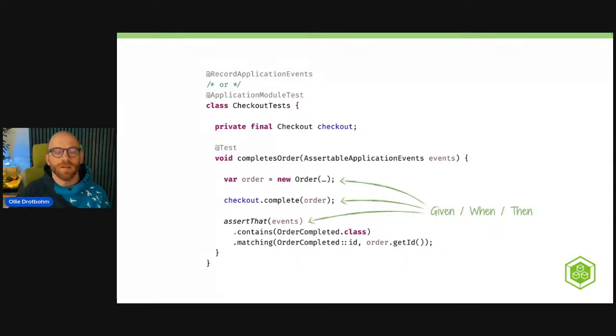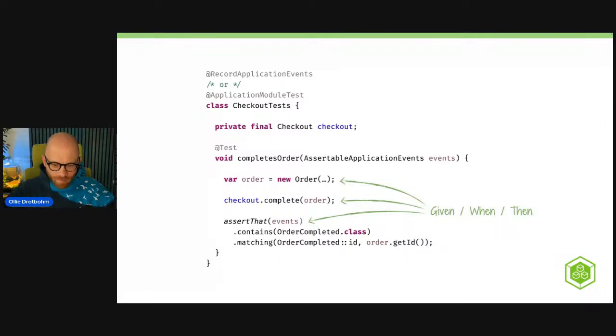So the checkout complete, as you've seen on the slide before, publishes the event that gets automatically registered or kept around by assertable application events. And then we can basically say, we expect that complete method to contain an order completed event that's referencing the order that we've just created, right? So fundamentally, I like to describe this as the side effect of the business method invocation of the checkout complete method ends within the module boundaries, right? So we're not interested in whether inventory is invoked, or whatever else is invoked. We only care about the state transition in the checkout module.